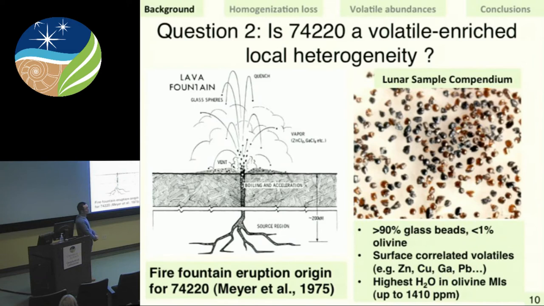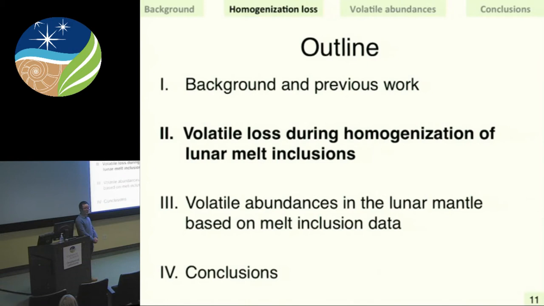Another question is that currently the highest water concentrations in melt inclusions and high water concentrations in glass beads are all from fire fountain eruption products. Especially 74220, it has been famous since it was brought to the Earth by Apollo 17. And many studies have reported high volatile concentrations on the surface of the glass beads in this sample. Some people argue that 74220 is a local heterogeneity that might be enriched in volatiles, so we cannot use data from this sample to represent the lunar mantle.